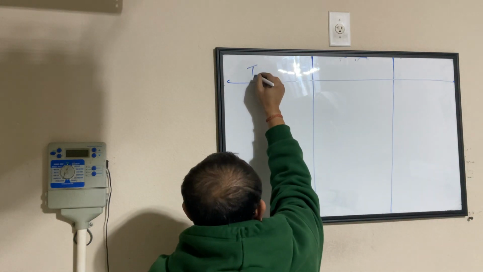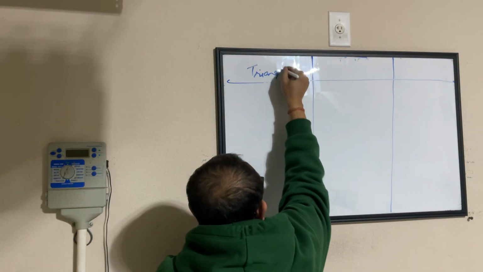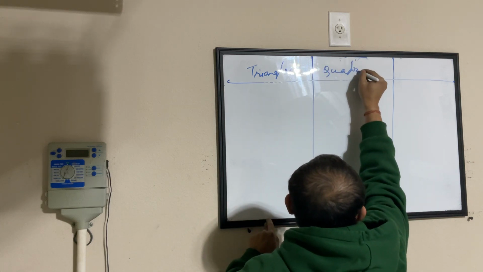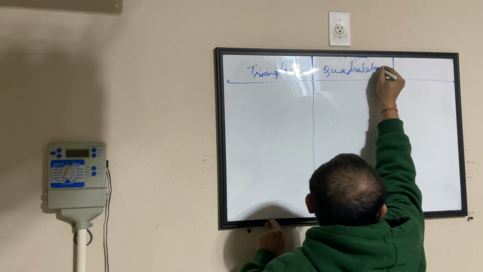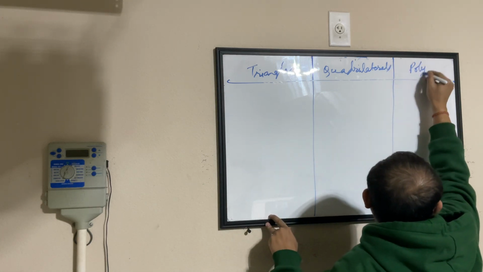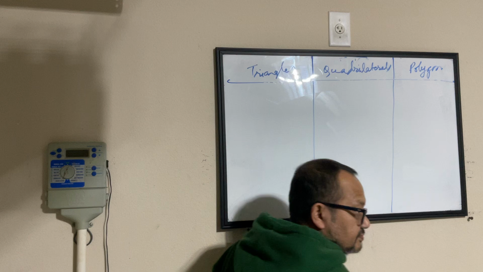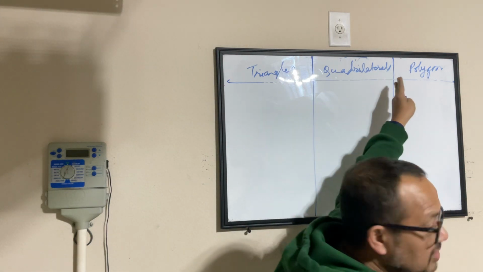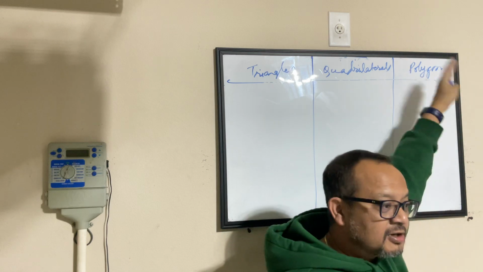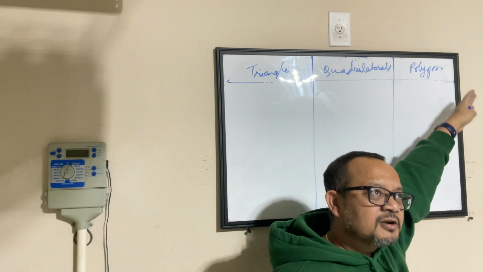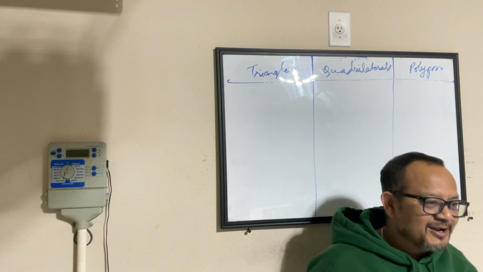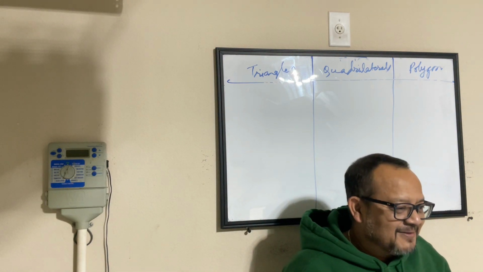One is triangles, other is quadrilaterals, next one is general polygon, which is beyond quadrilaterals. So pentagon, hexagon, heptagon, octagon, nonagon, decagon, and so on. Alright.